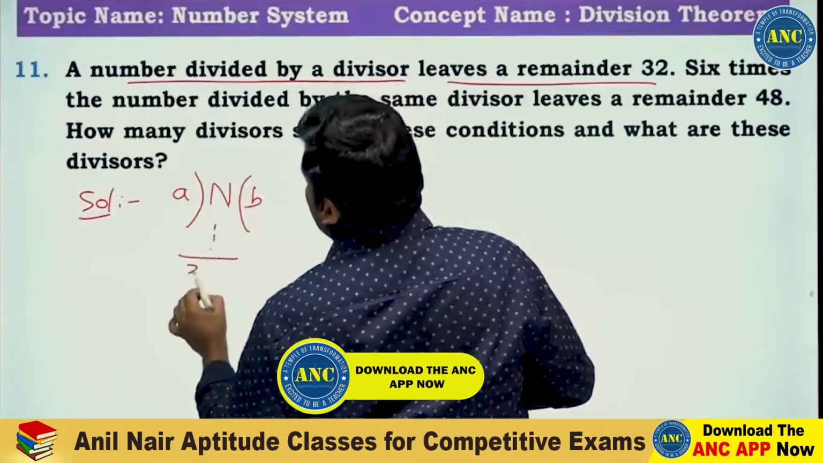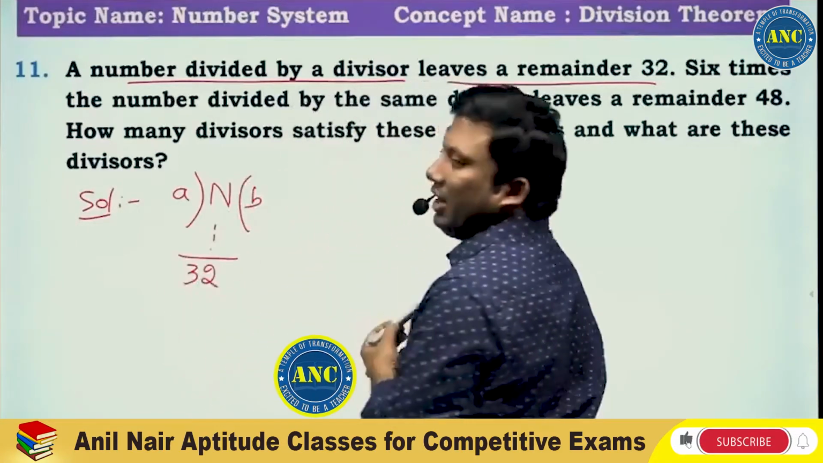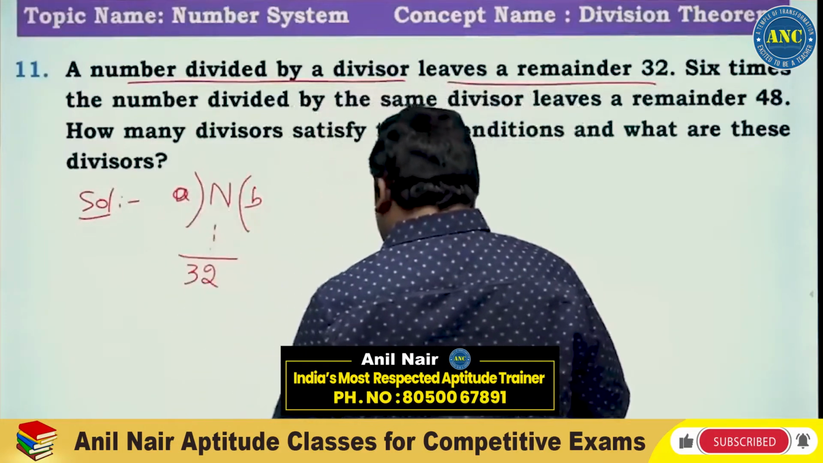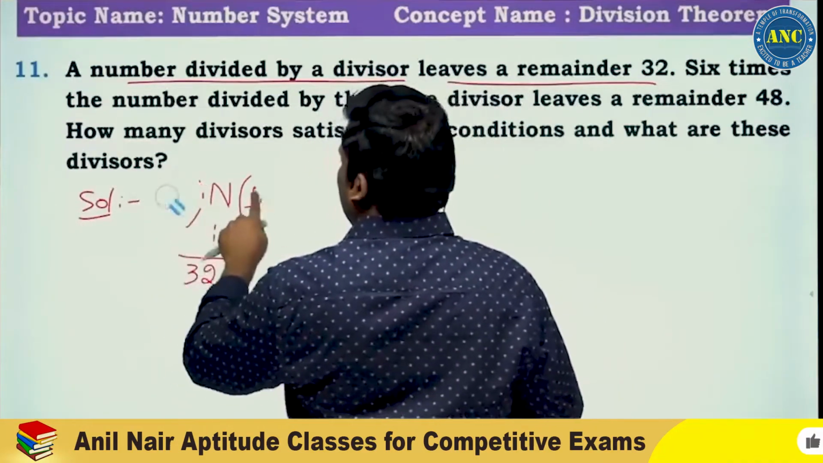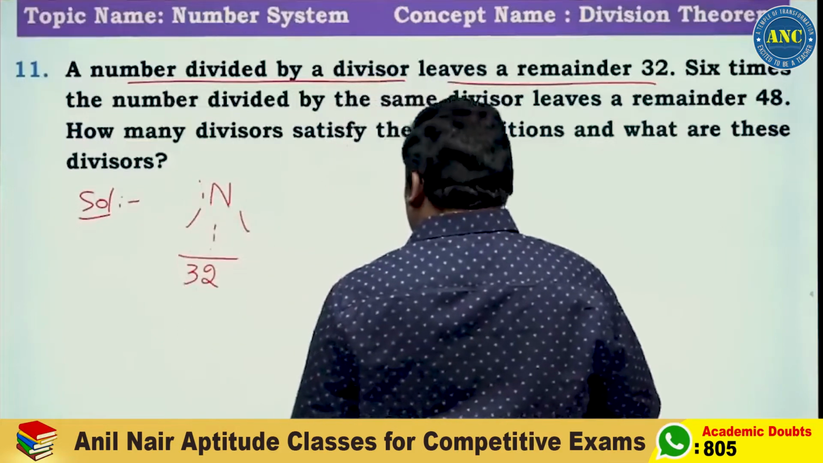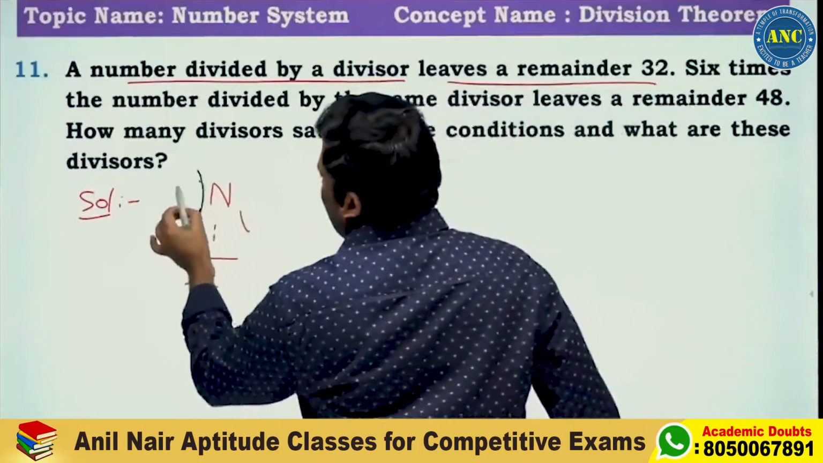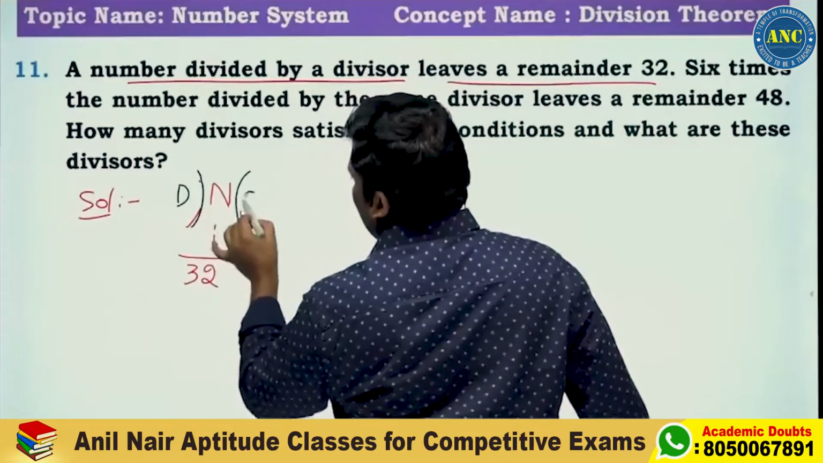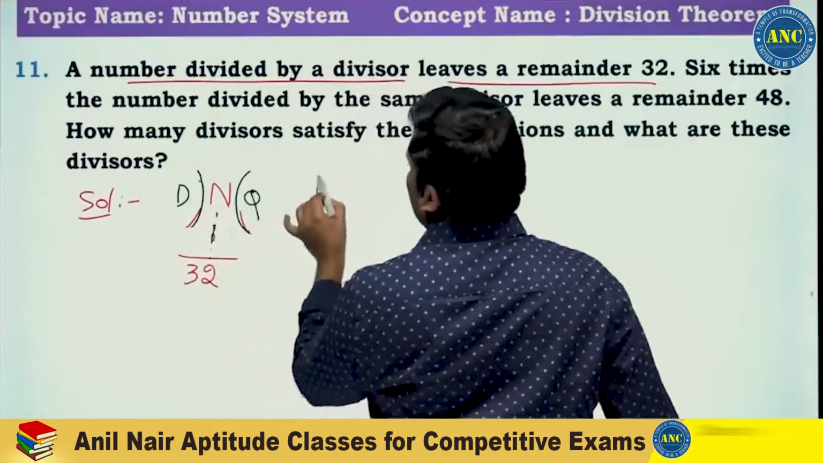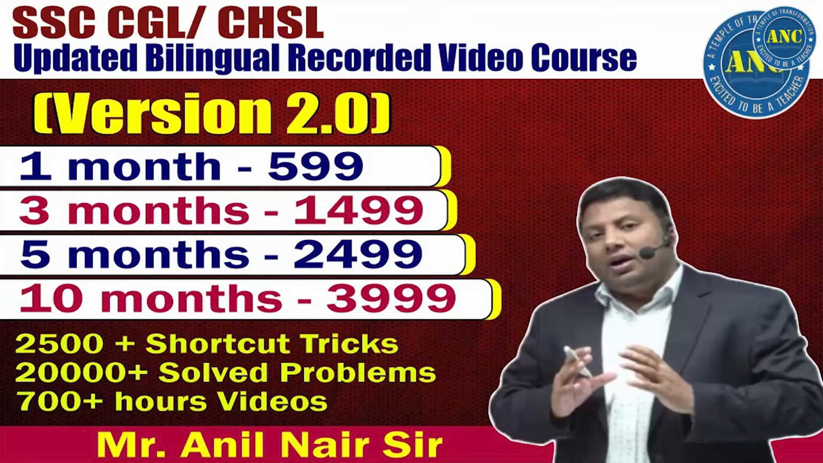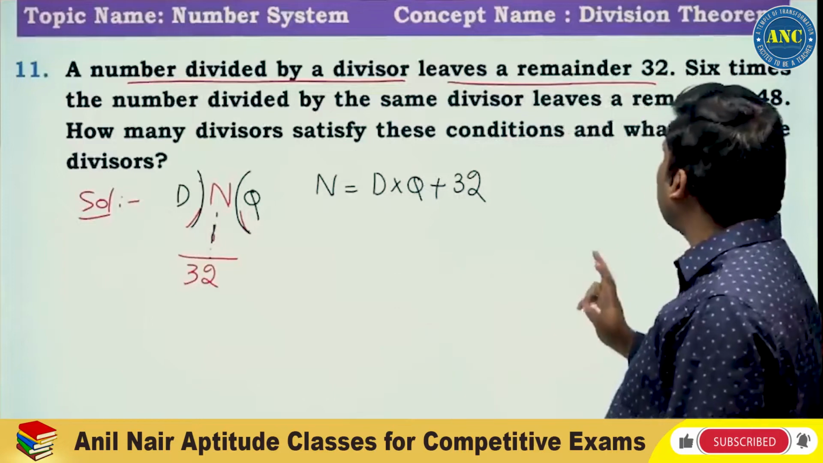Number, let me call it as n. Dividend, equivalent to divisor, let this be called as d, so that I will get a divisor. Quotient, I will call it as q. Dividend is equivalent to divisor into quotient plus remainder. So n is d into q plus 32. First statement I understood. Convert the second statement into a mathematical expression.